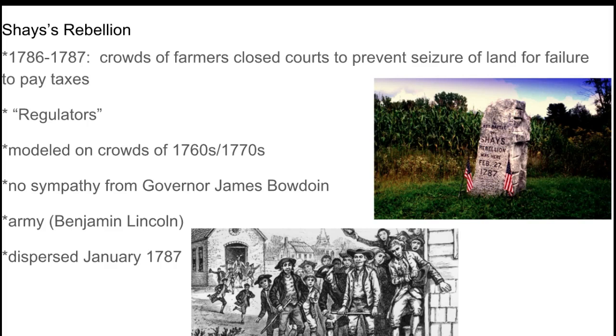Benjamin Lincoln, who had been in the Revolutionary War, brings the army out and they deal with Daniel Shays. By January of 1787, it was over.